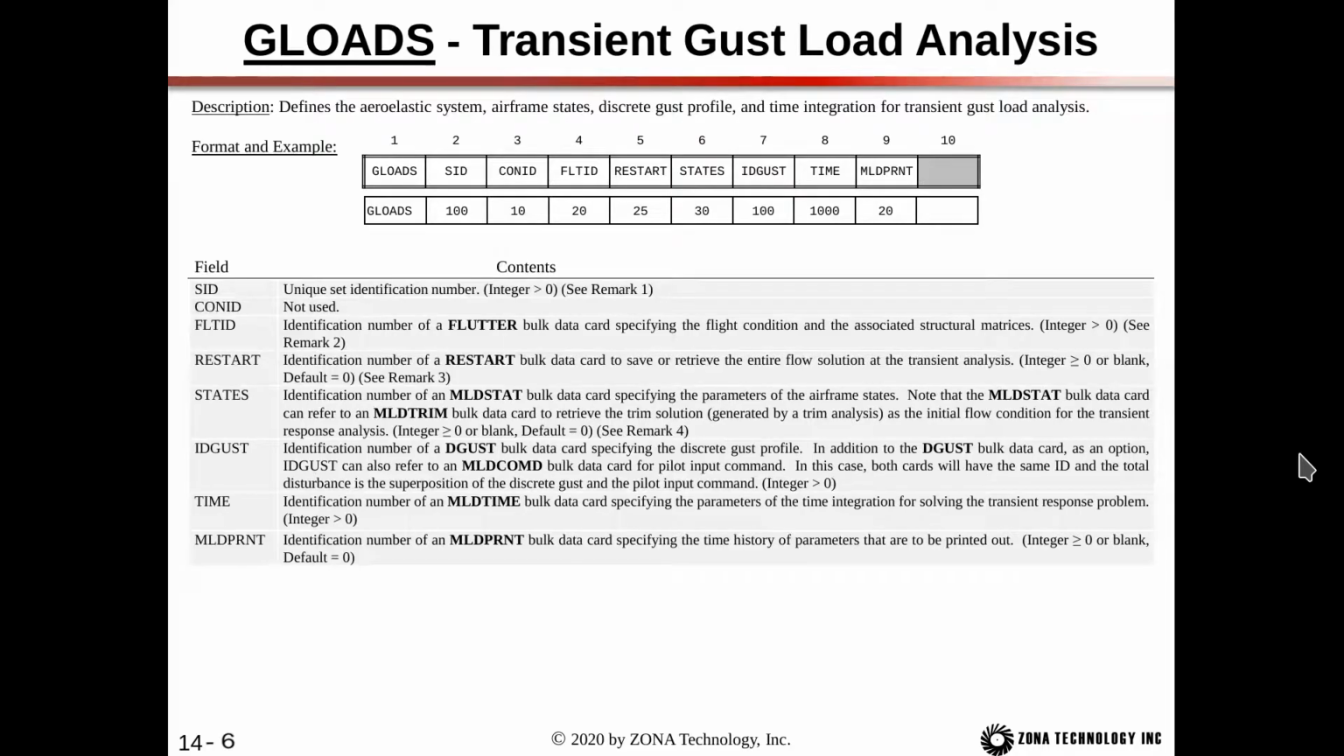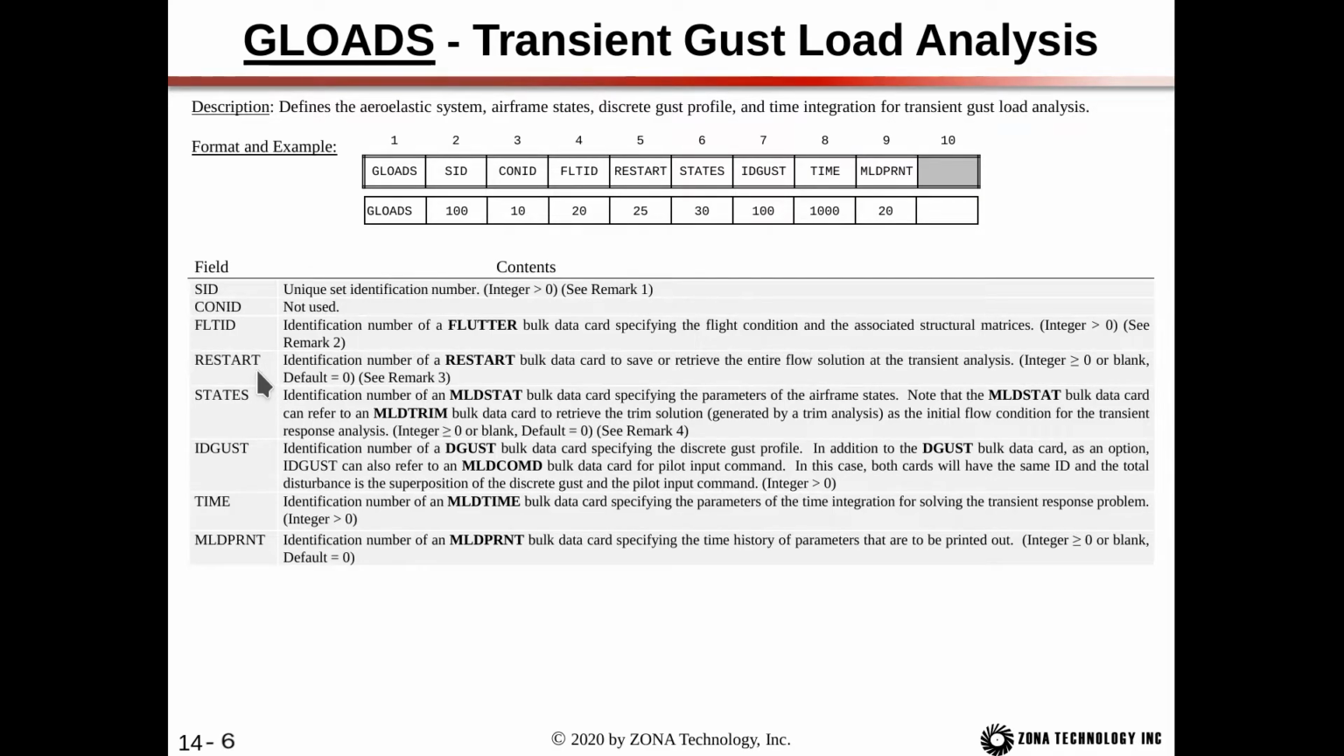So this is the Gloads card. We have the ID number. Con ID is not used. Once again, that's left over from ZERO, whereas ZEUS does not allow you to model a closed loop control system. Then we have the Flut ID, which refers to the flutter card.